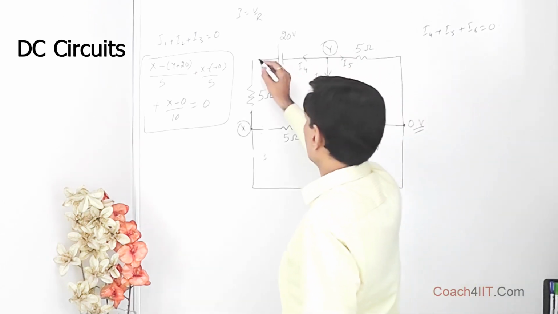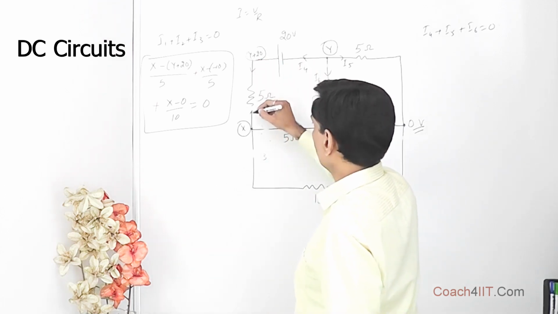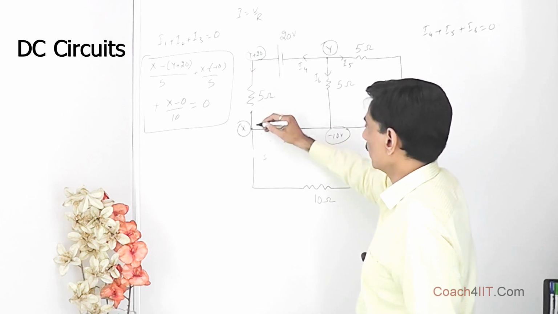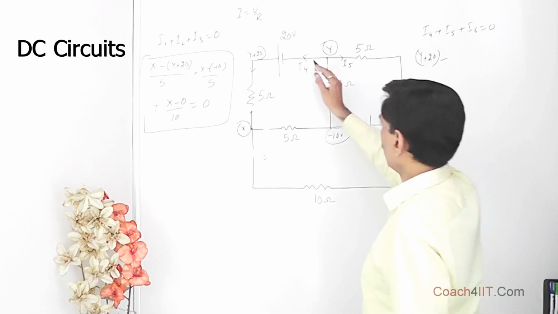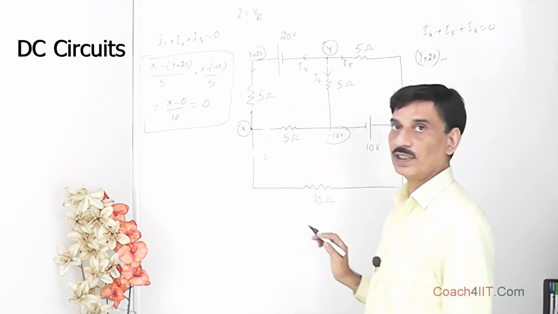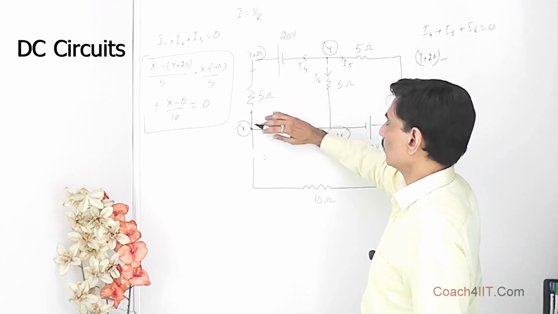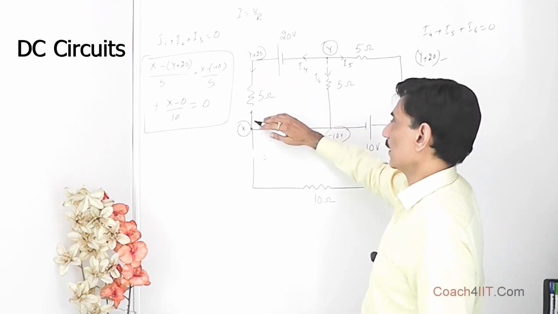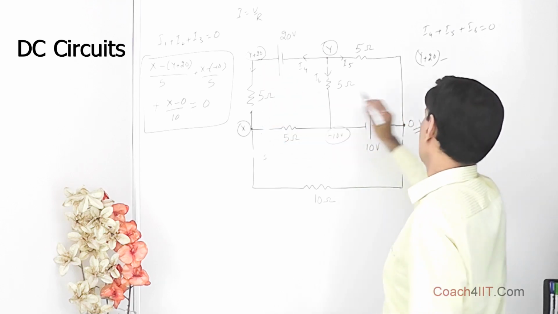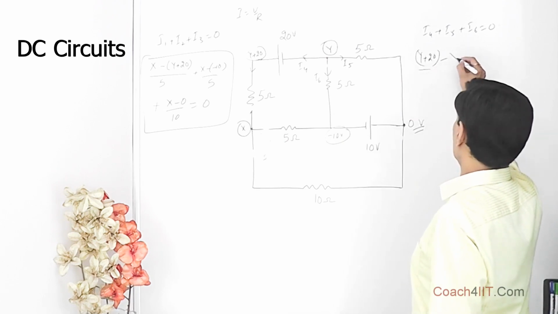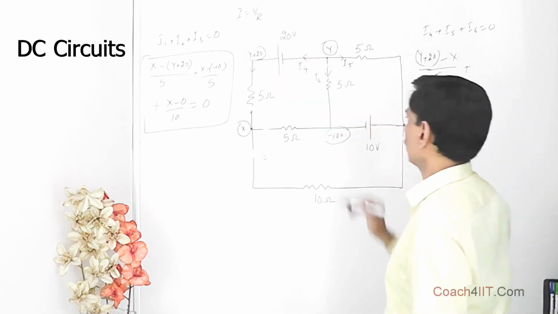If this is at Y, then this is at Y plus 20. Now we are taking the current I4 moving in this direction, so Y plus 20 is greater than X. Whatever current is flowing in this direction, the same current is flowing in this direction. So this is Y, this is Y plus 20, and this we have taken at X. So Y plus 20 minus X is the potential difference. Potential difference divided by the resistance gives the current, so (Y plus 20 minus X) upon 5 is the value of the current I4.